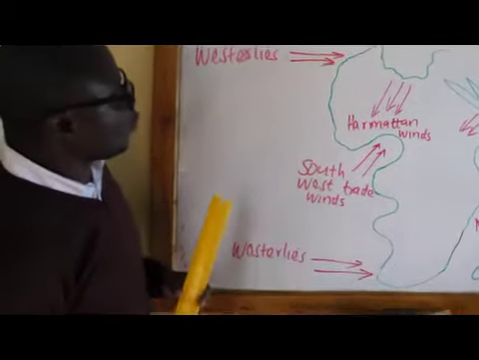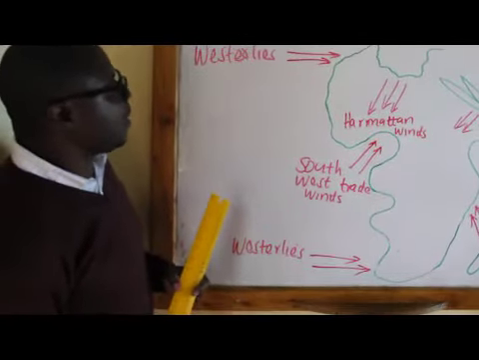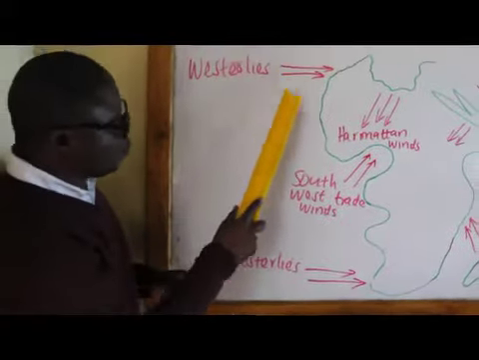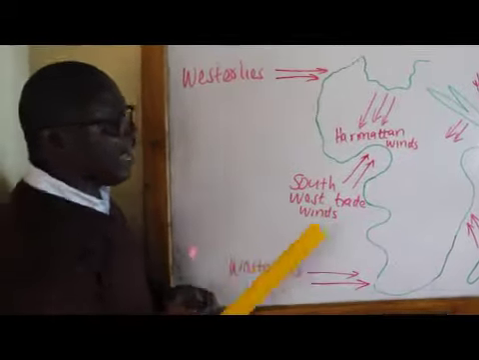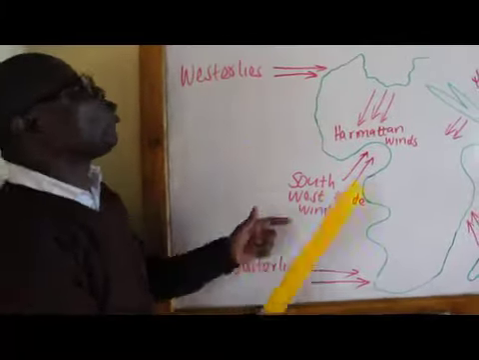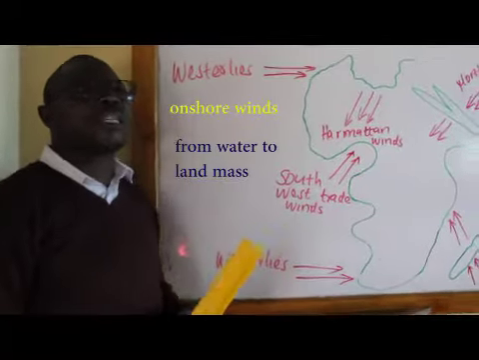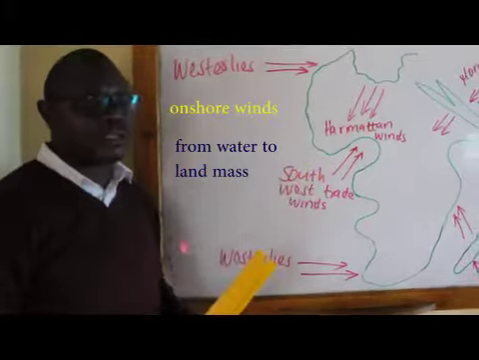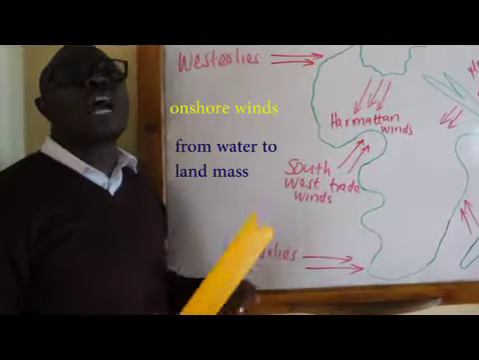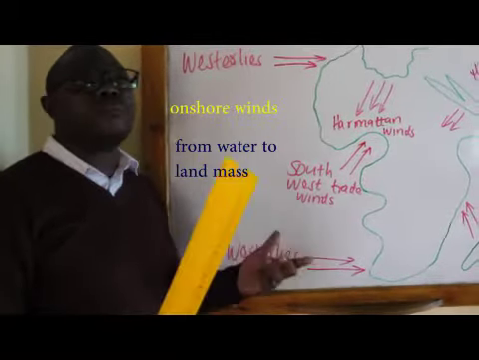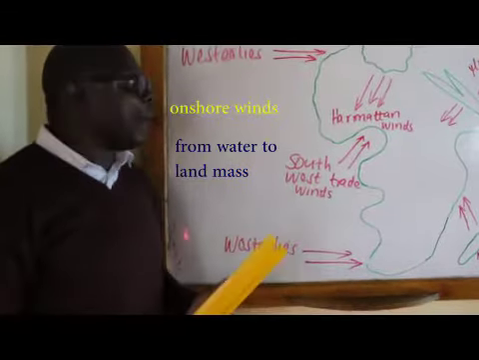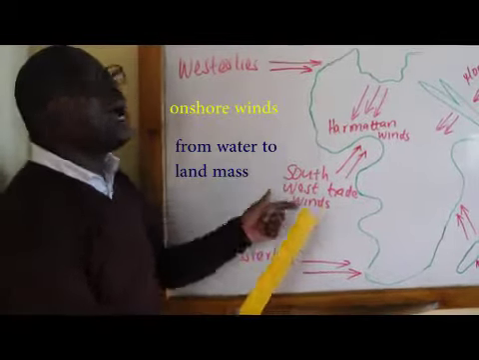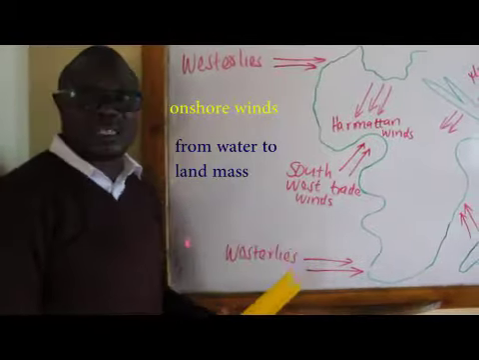I would like you also to understand that these two winds are known as onshore winds. Onshore winds are winds that blow from a water body to a landmass. Normally these winds carry a lot of moisture, that is water vapor, and therefore they bring a lot of rainfall to the adjacent land.